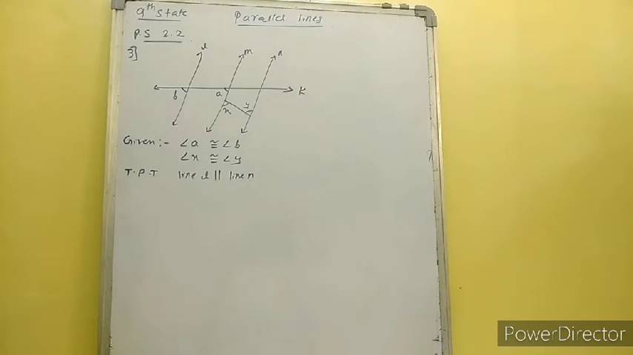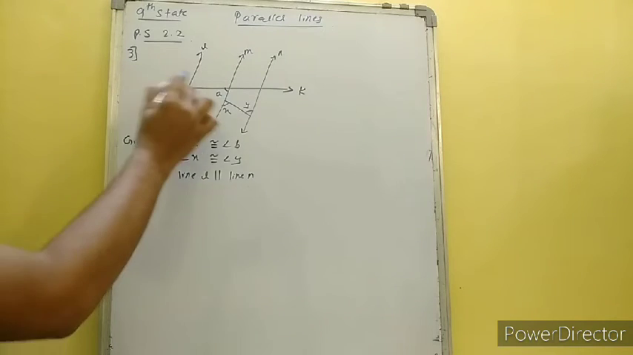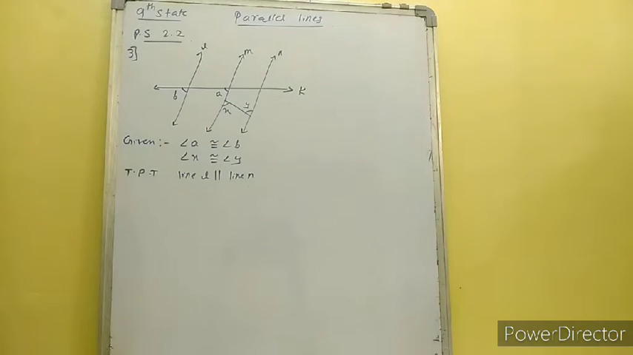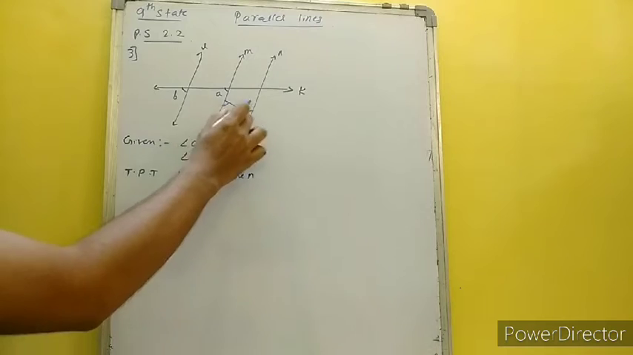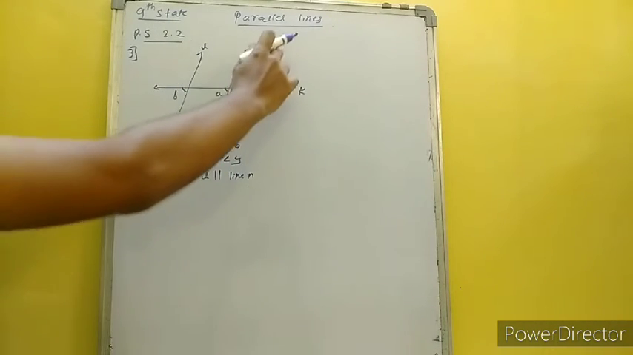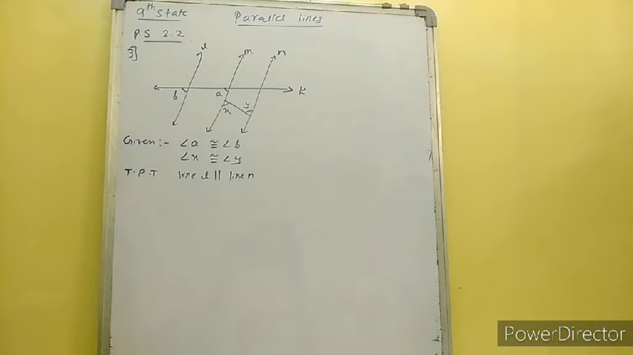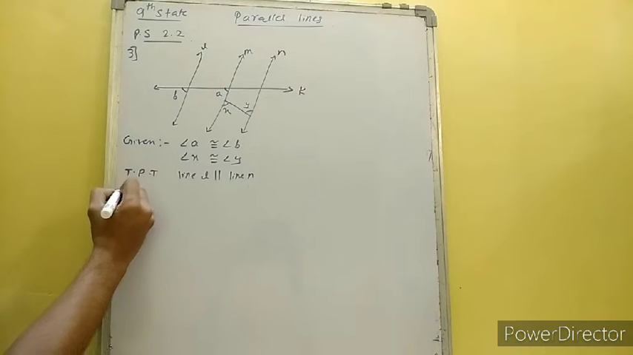So in the third question, we have the diagram like this. It is given that A is congruent to B. So this angle and this angle is congruent to each other, and it is also given that X is congruent to Y. We need to prove that line L and line N, the last one, are parallel to each other. Okay, let's see. Proof.